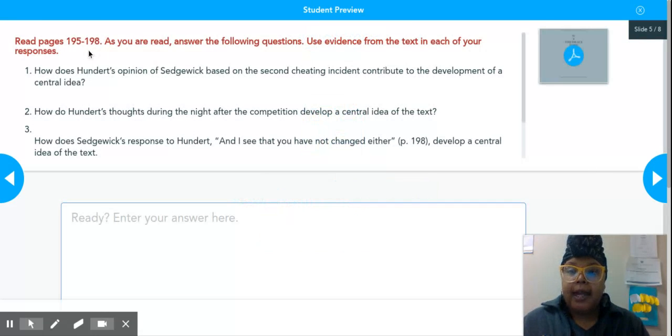As you're reading pages 195 to 198, these are the three questions that you should be able to answer. Again, the text is here on the right-hand side. I would like for you to answer each of the three questions in the box below. Make sure that you number them and use evidence from the text in your responses, including page numbers. All three of your responses should fit on one page.